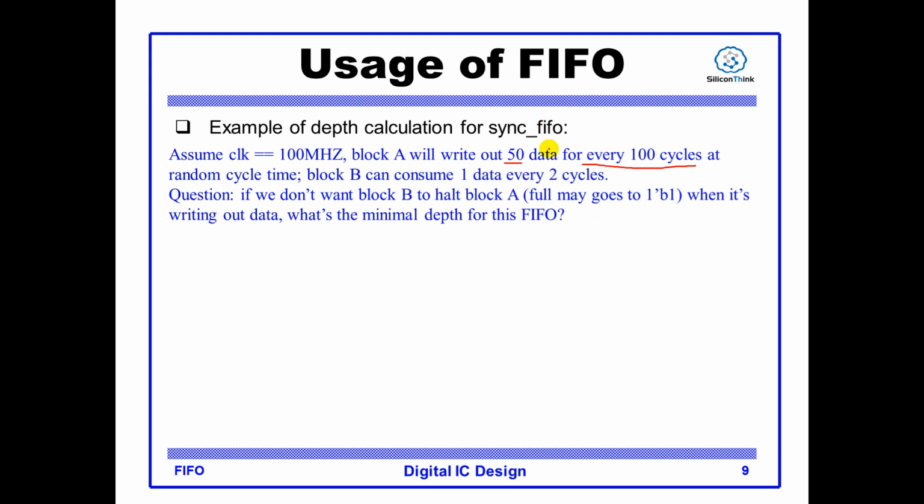Yeah, block A will write 50 data for every 100 cycles and random cycles. That is, we can't predict when it will write out data, but we can be sure it will only write 50 data for every 100 cycles. Okay, let's analyze this question.